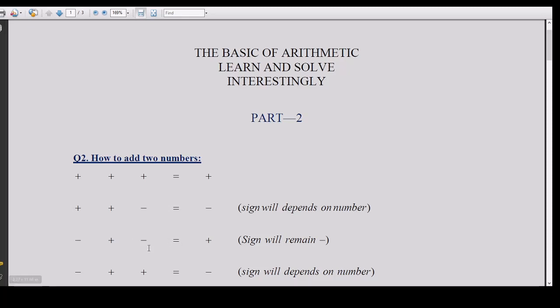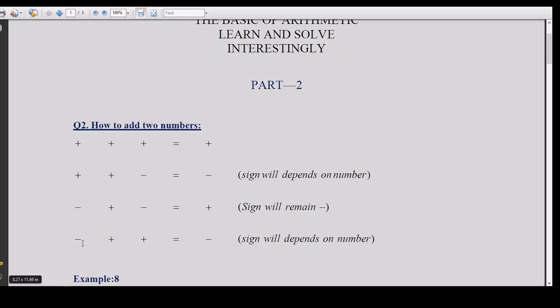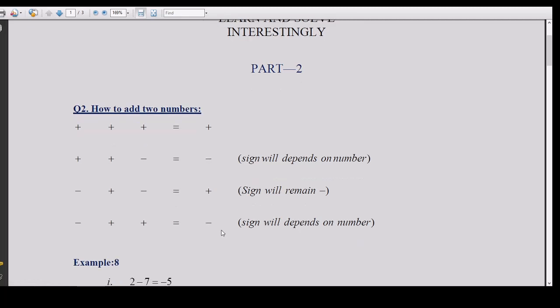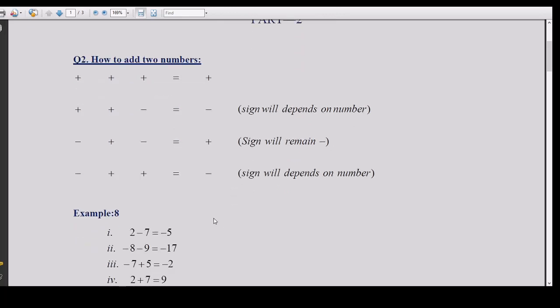The fourth situation is where one is minus, the other is plus. Plus minus is minus, that means you have to subtract them, and the sign will depend on which of the two numbers is greater. If the greater number is having minus sign, then the answer will be minus. If the greater number is plus, then the answer will be plus. Clear? Let us look at the example I've given here.